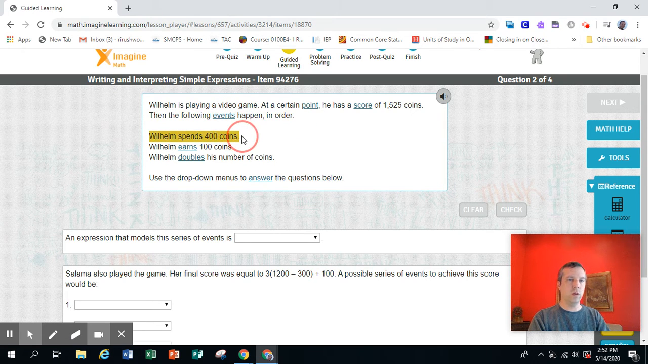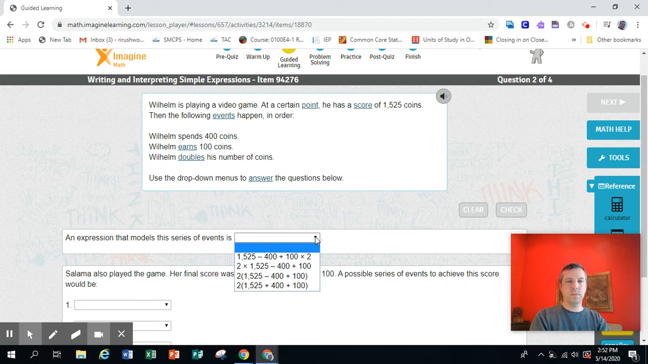Wilhelm spends 400 coins. Wilhelm earns 100 coins. Wilhelm doubles his number of coins. Use the drop-down menus to answer the questions below. An expression that models this series of events is, we've got 4 expressions here. Only one of them is the correct model of the story.